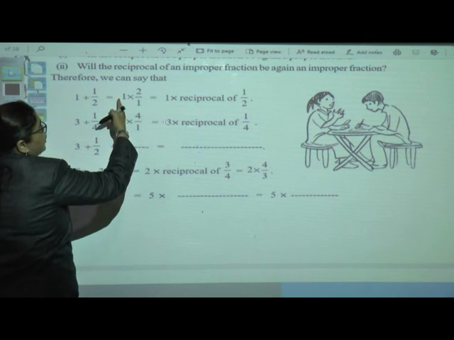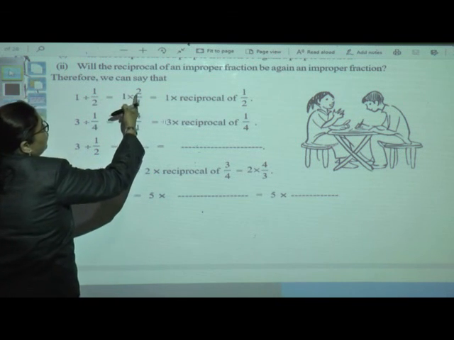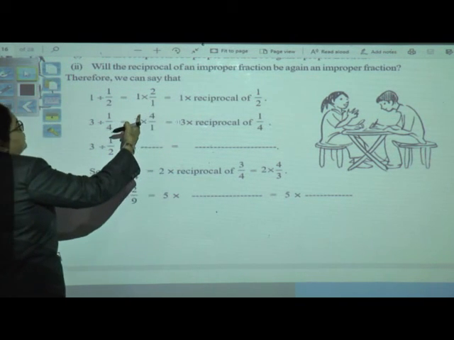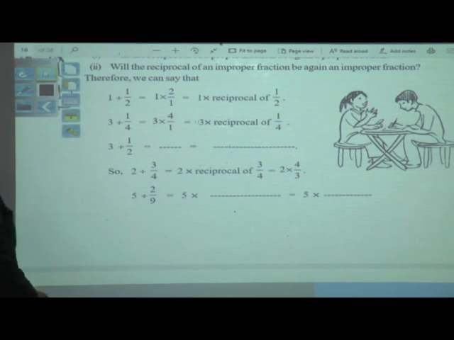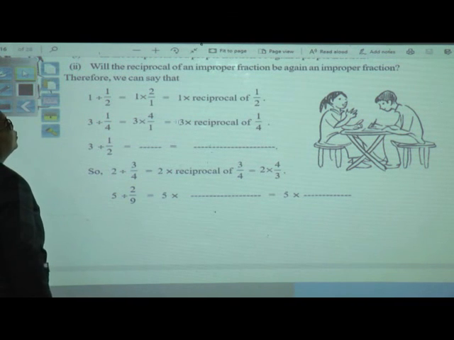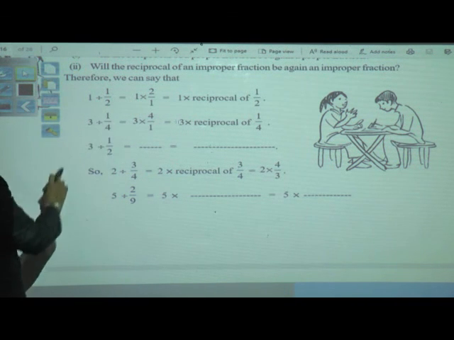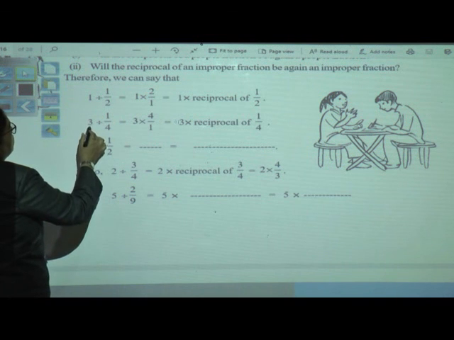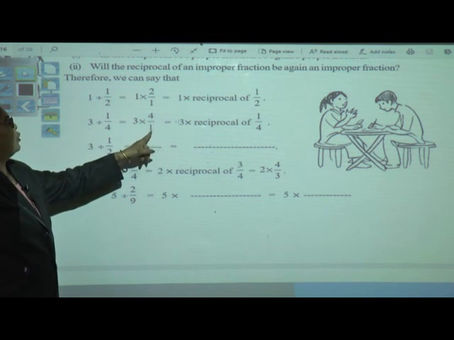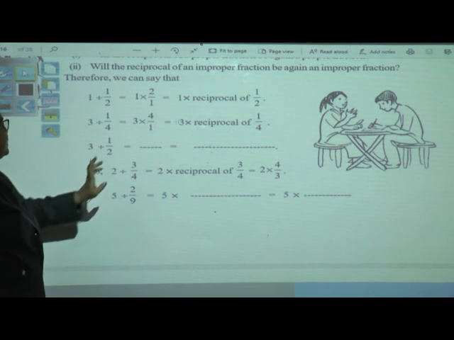So here, multiplication of a numerator, 2 ones are 2 upon 1. So what will be here? 1 into the reciprocal of half will be 2, because we are doing the reciprocal here. Similarly, we are having 3 divided by 1 upon 4. What will be the reciprocal? 4 upon 1 is the reciprocal.